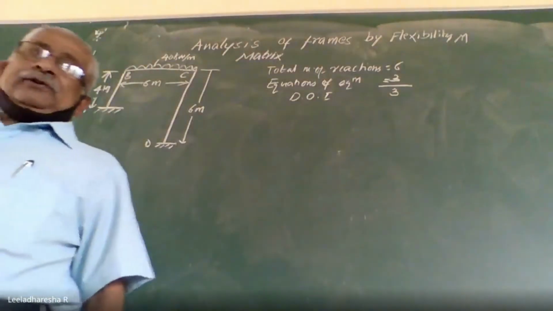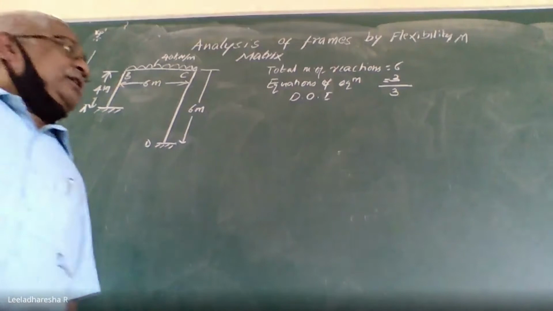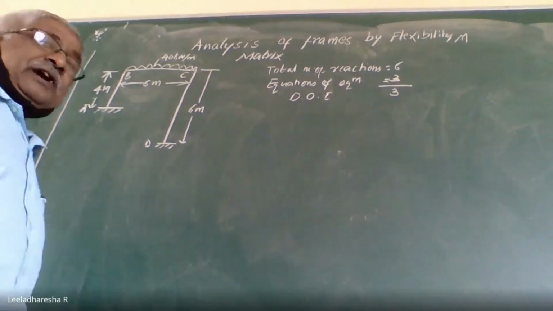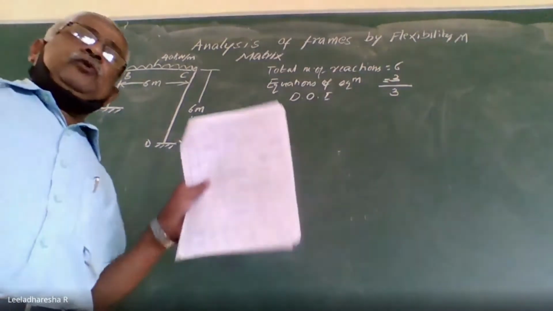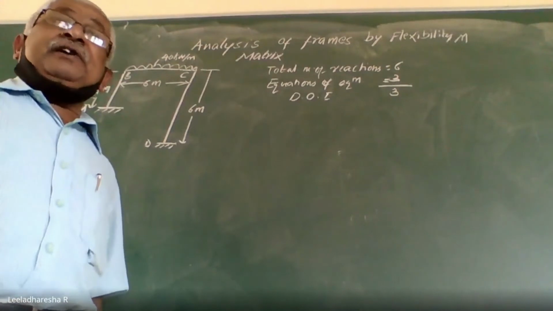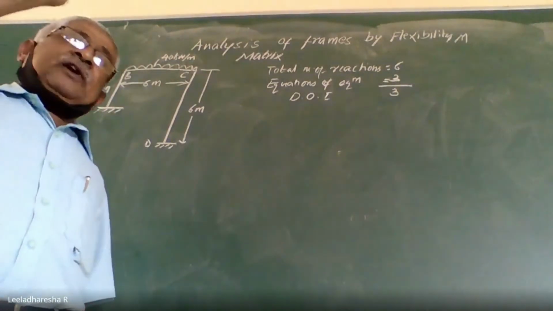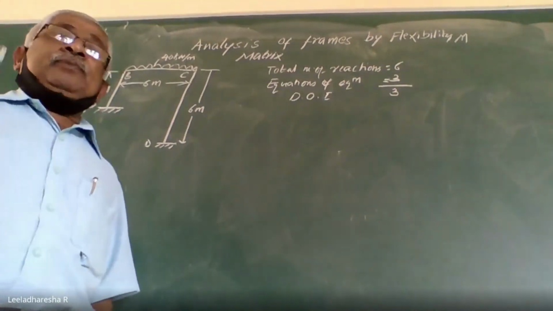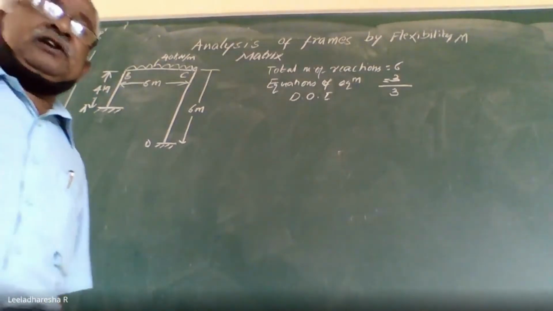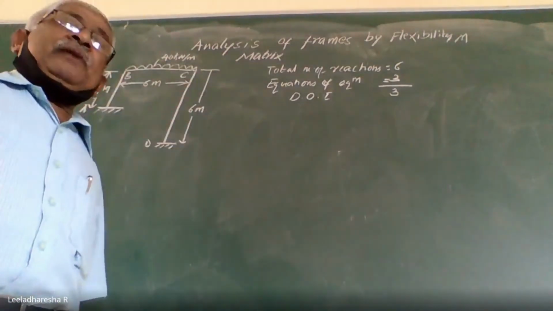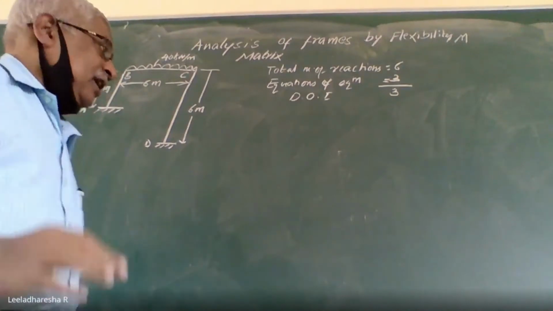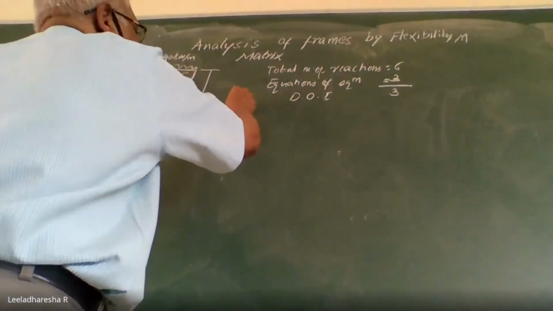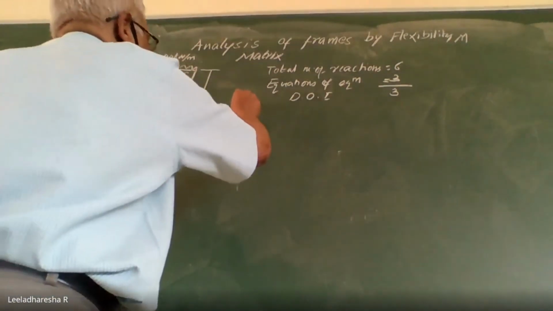So now, according to this matrix method, we need to assume that there are 6 unknown reactions. Out of them, you can assume any 3 as redundant forces. Redundant means we are going to determine these redundant forces by applying the compatibility equation. That is, we are going to solve the problem for these 3 unknown reactions. So, I am going to assume 3 coordinates.